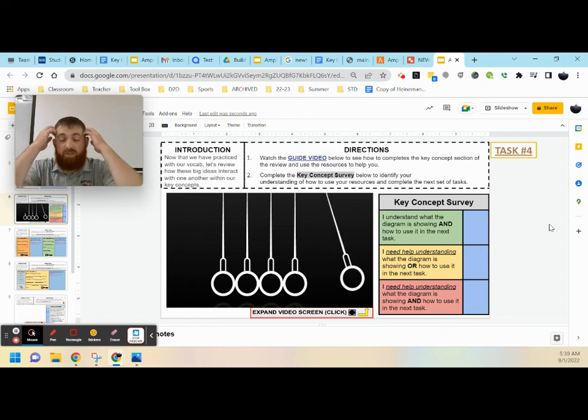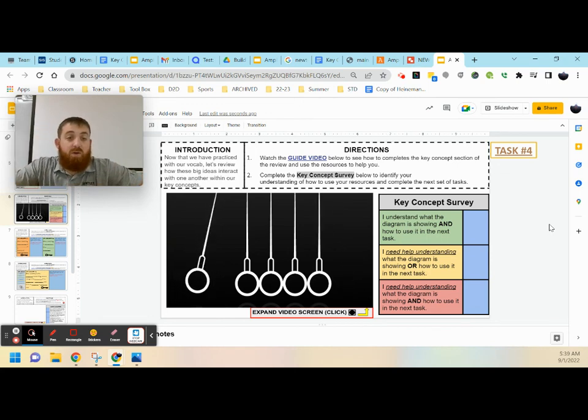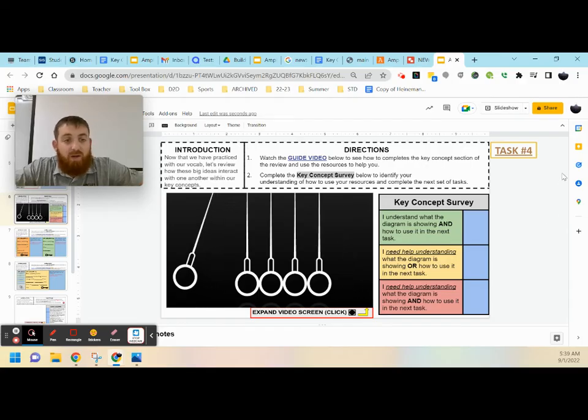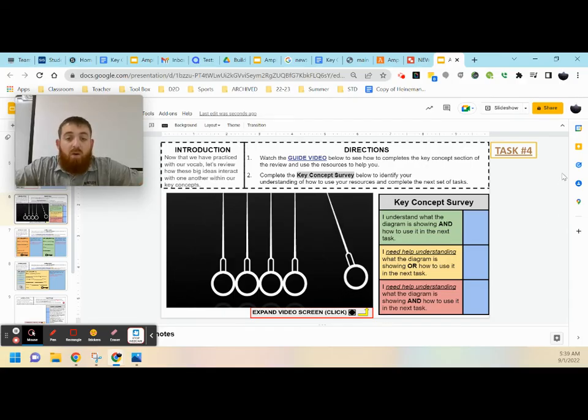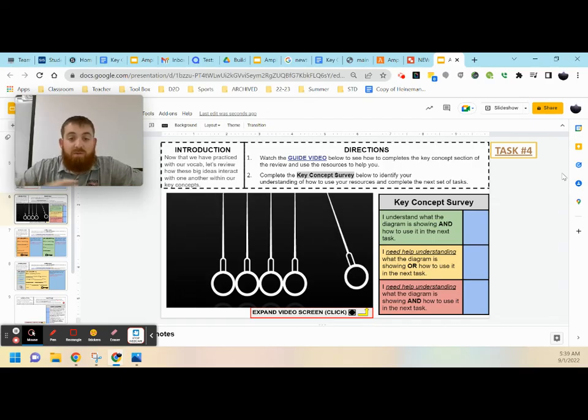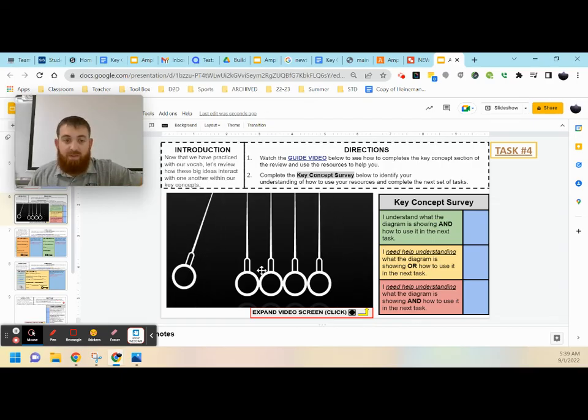Now that we've practiced with our vocab in the prior tasks, we're going to be reviewing how those big ideas, those big important vocab words, interact with one another in our key concepts. In order to break down our key concepts and begin thinking about how they're useful, we are going to be using this diagram that you see here.